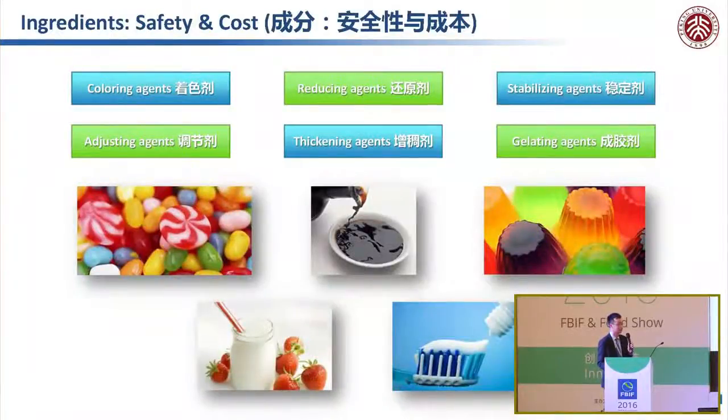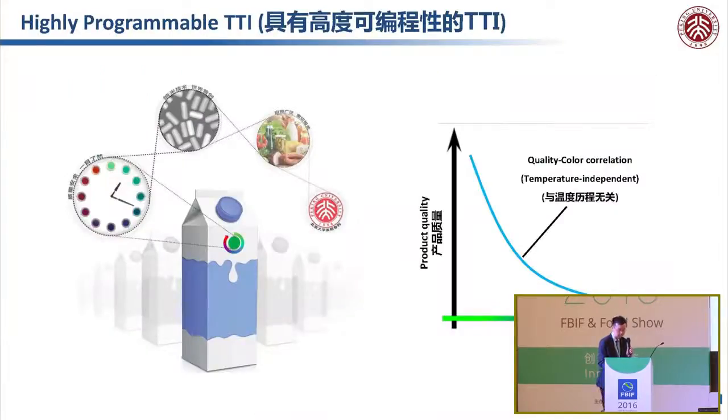As for the ingredients in this TTI, there are multiple chemical reagents, and we paid particular attention on this matter. Most of the ingredients have already been extensively used in the food industry. You can even find them in your kitchen, for example, in candies, in yogurt, in your toothpaste. So this guarantees safety and a low cost.